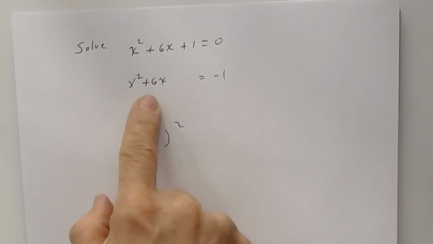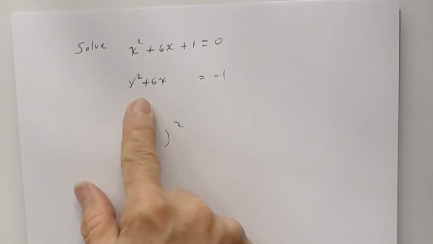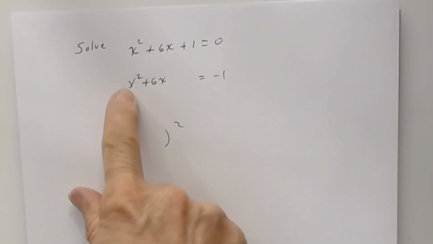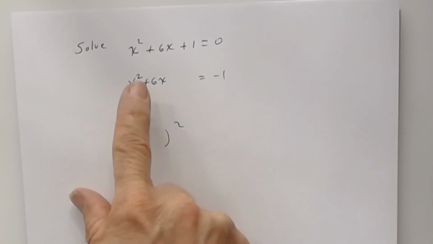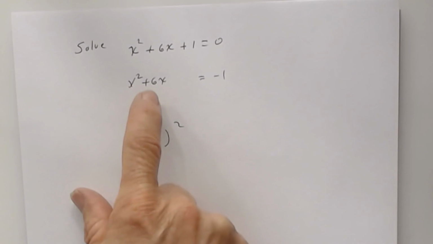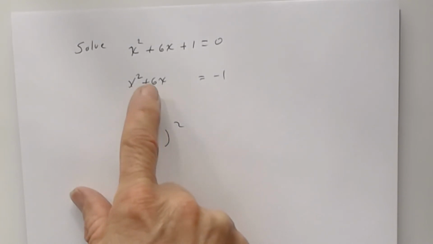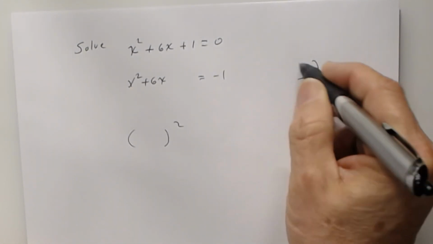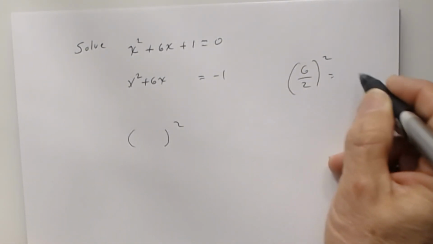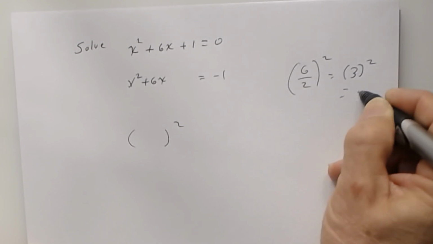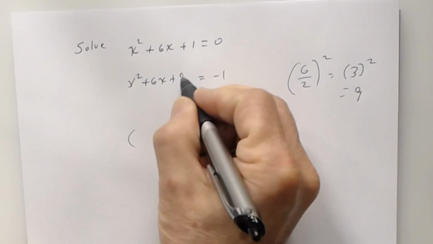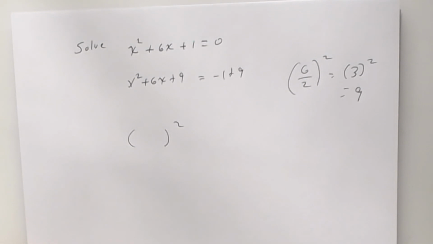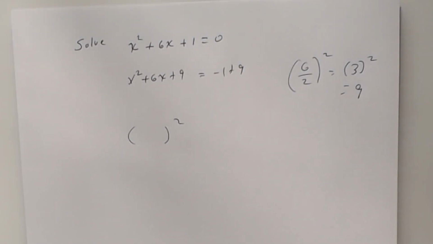So how do I complete the square on the x's? First of all, you have to make sure this x squared is 1. It is. So I take half of the coefficient of x. What's the coefficient of x here? 6. I take half of it, and once I do that, what do I do to this? Square it. So I get 3 squared, which is 9. So I add 9 to both sides.